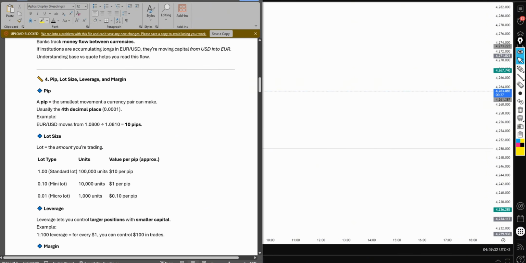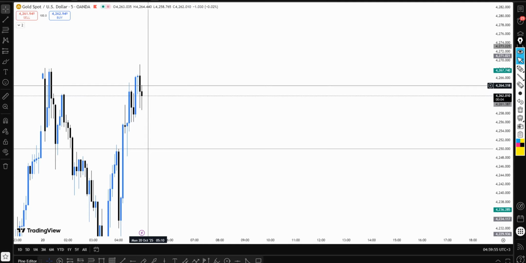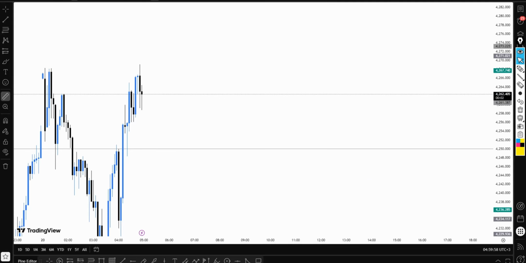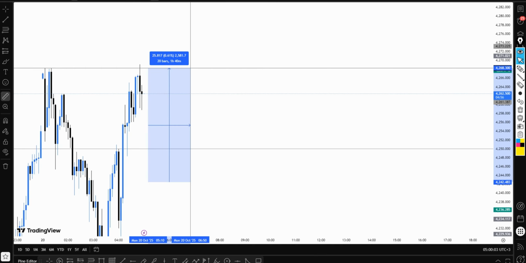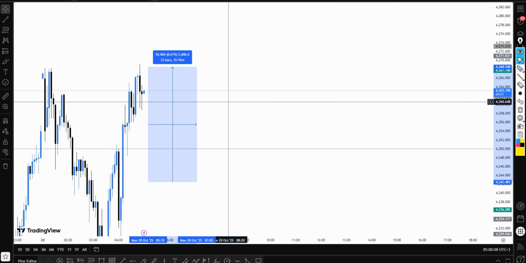What is a pip? A pip is the smallest movement a currency pair can make, usually the fourth decimal place. But you don't really need to know about pips, because when you have an account with TradingView, you'll actually see how a pip is measured. When you go to TradingView and create your account, there's a ruler at the side. This ruler is what we use to measure pips, and it tells you the amount of pips there.